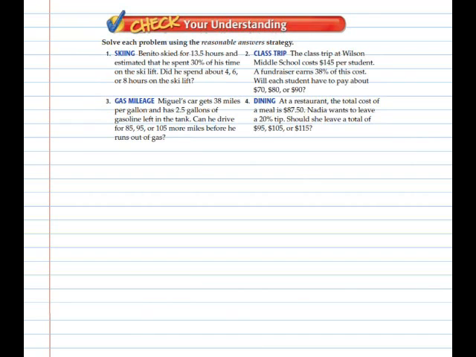Okay, Benito skied for 13.5 hours and estimated he spent 30% of his time on the ski slope. Did he spend 4, 6, or 8 hours? Well, let's see. If I take 30% of 13.5, I'm going to round this to 14. I'm going to just take 0.3 times 14. That gives me about 4.2 hours. So the best answer here would be 4 hours.